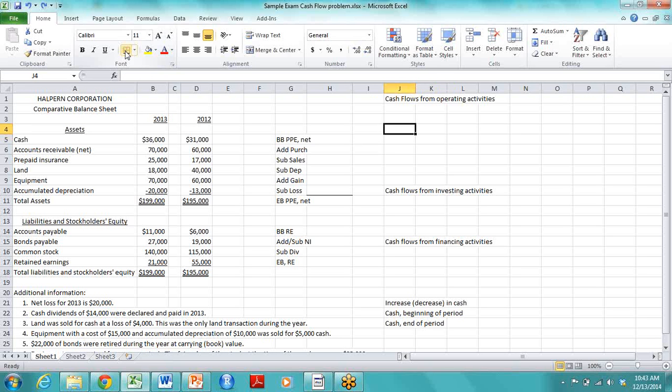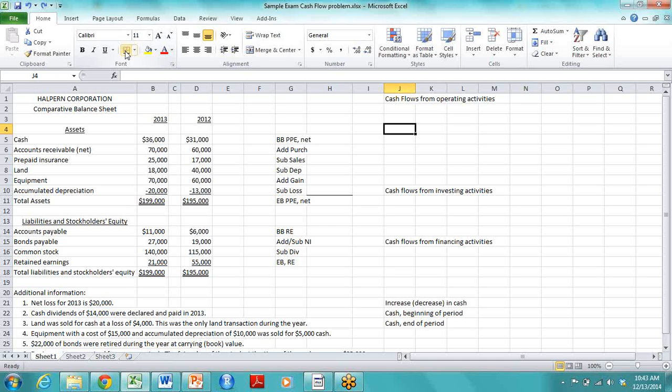But I would definitely make sure you understand how to prepare the cash flow statement in terms of determining whether something's an increase or a decrease and such, because you're not going to be able to solve the multiple choice questions unless you understand those concepts. So with that being said, let's go through this problem.